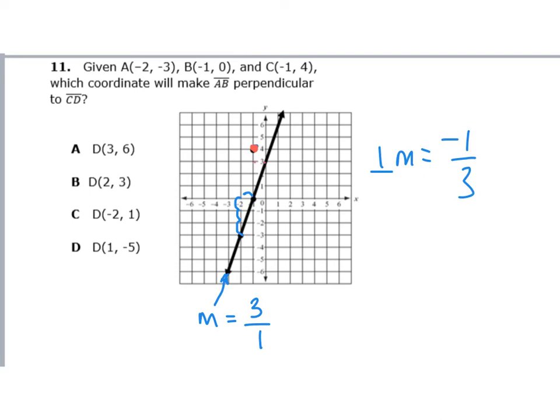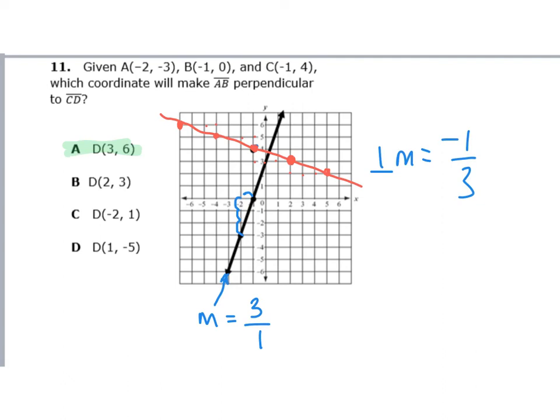Down 1, over 1, 2, 3. Or I can go up 1, back 1, 2, 3. Okay, so my second line looks like that. So then I just need to figure out which of these points will put me in that same spot.